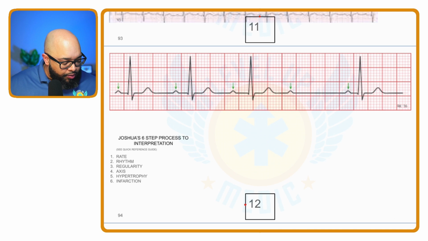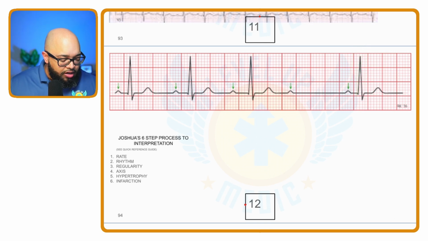Okay, let's start with the rate. I like to find one that's on a solid line. This one is very close to the solid line. We're going to count over: 300, 150, 100, then 75, 60, 50. Whoa. Okay. And then what comes next? 43. And what comes next? 37. So this one is between 37 and 43. So that's right about 40.